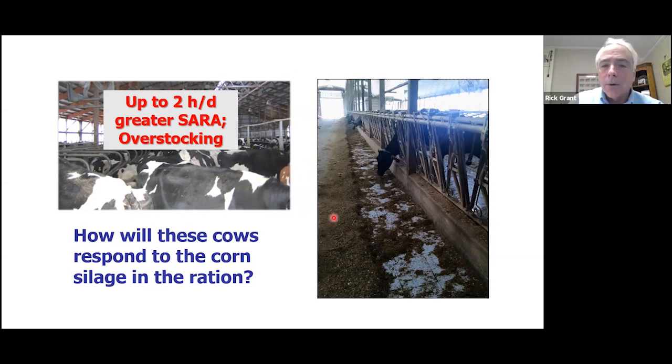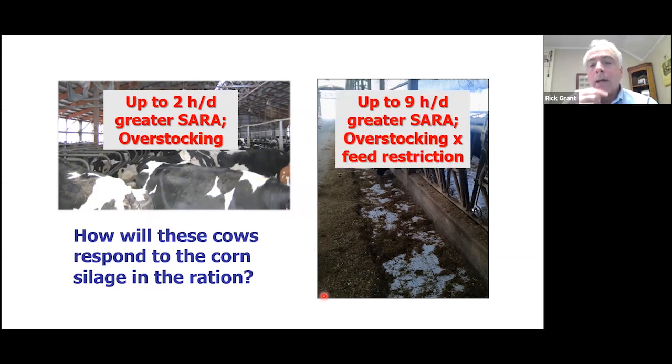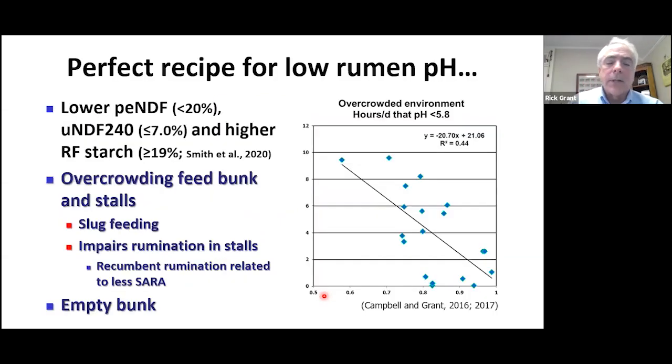Now on the right side, of course, we have an empty bunk, right? Not pushed up, not enough feed delivered. And interestingly, in Mac's work here, he saw up to 9 hours per day on average greater subacute rumen acidosis when you combined overcrowding with feed restriction, right? And so what I'm getting at here relative to today's topic is, what does that do to the cow's ability to ferment the fiber that you're feeding her, corn silage or anything?